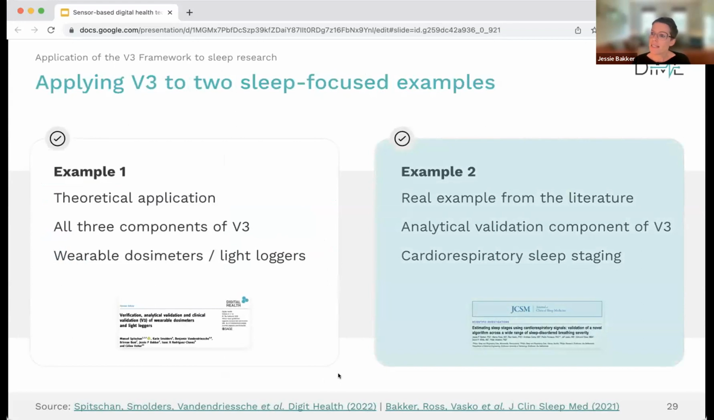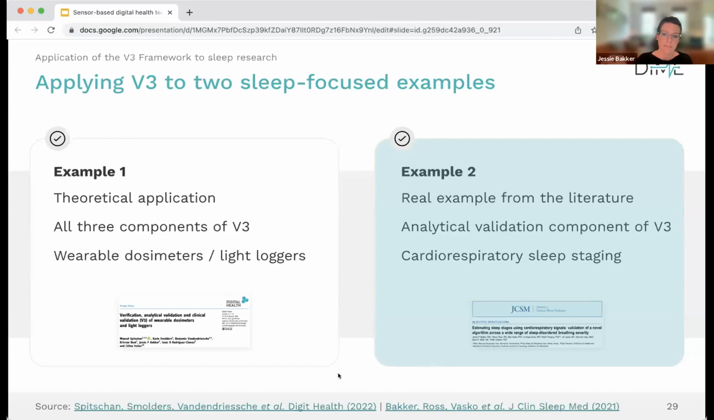But I'll move now into a second example. This is a real example from the peer-reviewed literature, whereas what I just described for light loggers was a theoretical application. And in this second example, I'm going to hone in on the middle component of V3, so analytical validation only. In my experience, and certainly when I talk to several of my colleagues, it's the same for them as well. Most people are pretty savvy with the verification and clinical validation pieces, but analytical validation, that middle component of V3, which is specific to digital tools, this appears to be the process that generates the most confusion and questions.